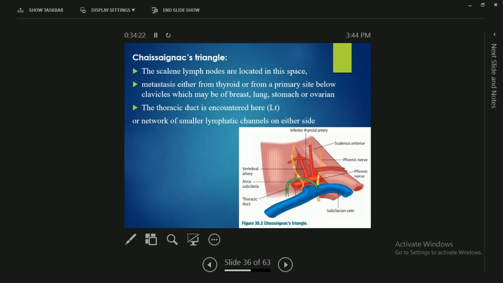And also the metastasis either from the thyroid or from the primary site below the clavicle, which may be breast, lung, stomach or ovary. The thoracic duct is also encountered here on the left side, and a network of smaller lymphatic channels on either side can be encountered, so careful dissection should be done in this area.